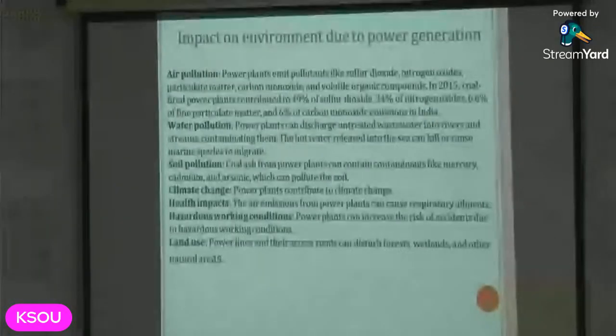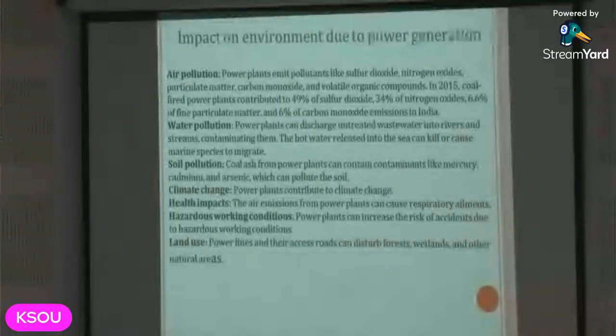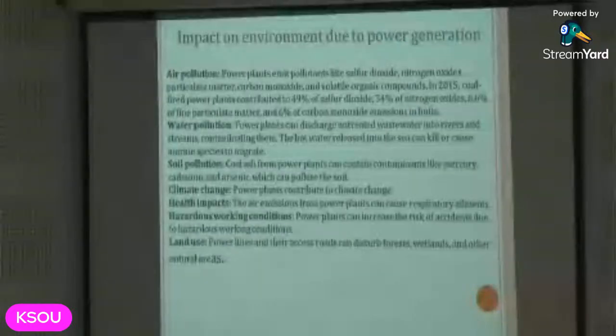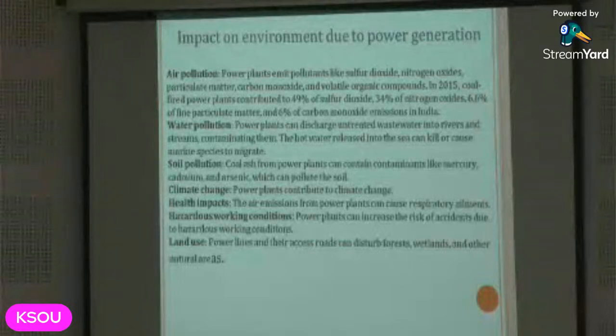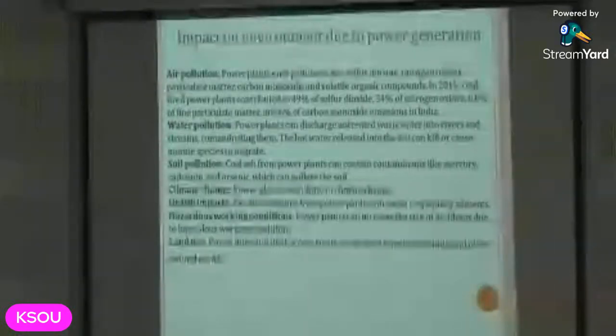Air pollution, because we use coal at large for power generation. Water pollution, because power plants discharge a lot of water during power generation. Soil pollution, coal ash, that is soil pollution. Climate change. We talk more about climate change nowadays because of temperature increase and various factors. Health impacts, air emissions, hazardous working conditions, land use.